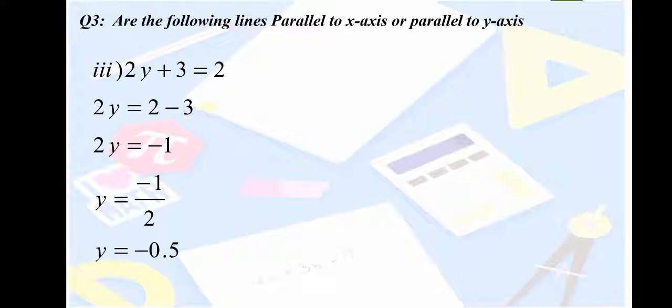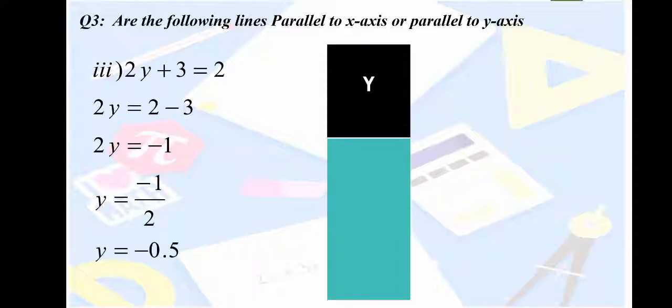When it will move towards the other side, it will be divided by minus 1. So the equation will become y is equal to minus 1 over 2. Minus 1 over 2 is equal to minus 0.5. So y is equal to minus 0.5. So first of all, take the value of y that is mentioned in the equation, that is minus 0.5.